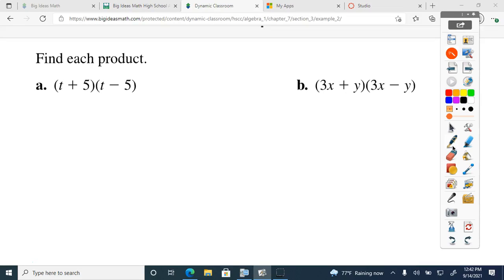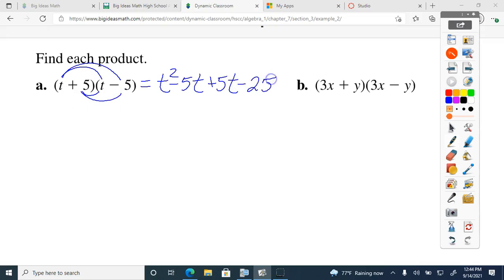Example 2. So these, are you multiplying the same exact thing twice? No. What do you notice about them? One's a negative, one's a positive. Over here, it's the same terms, just one's a negative, one's a positive. So watch what happens, and then watch what shortcut we can take. If I were to FOIL it, t times t is what? T squared. T times negative 5 is negative 5 times t. 5 times positive t would be positive 5t. And 5 times negative 5 is what?